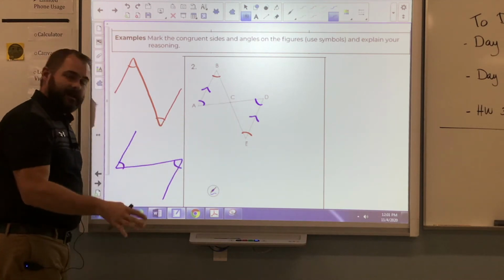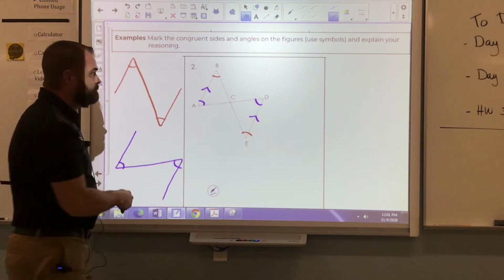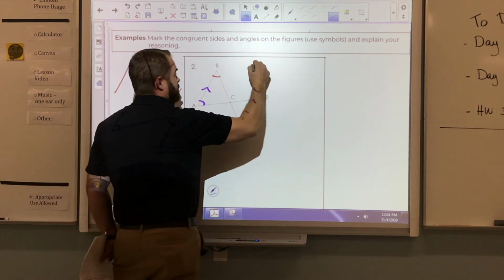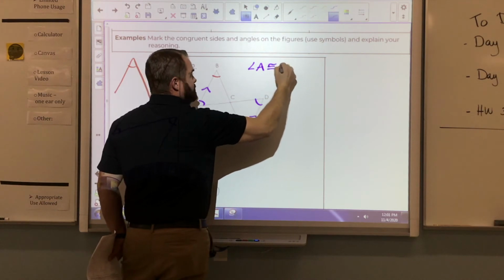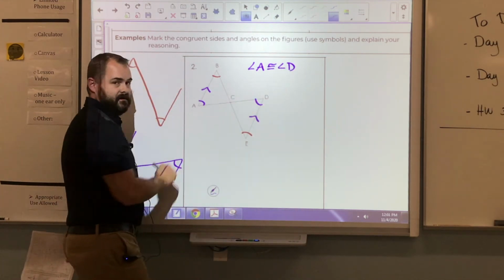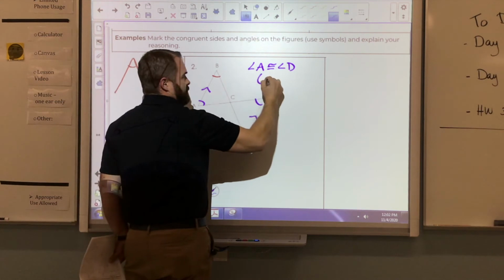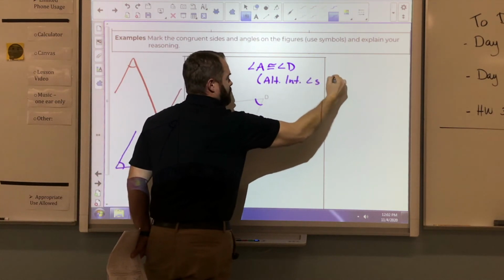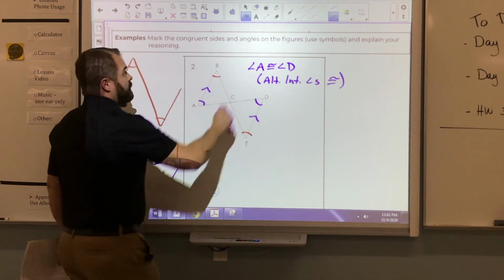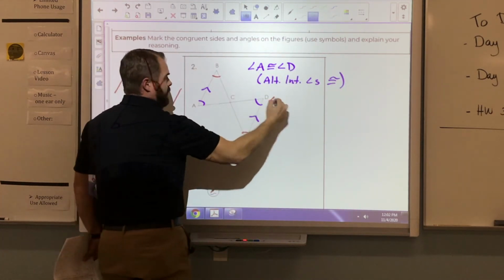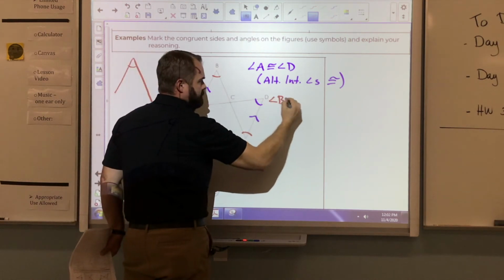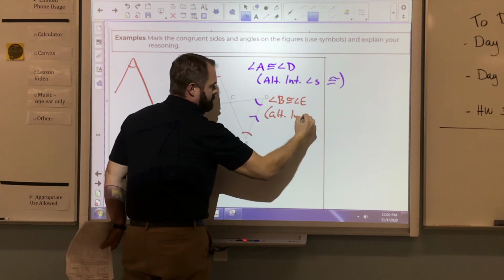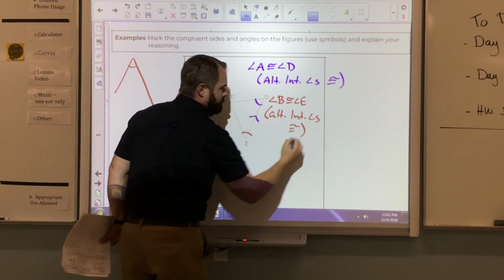I'm not going to have you write that down this time because we just did that in the previous example. But these angles are congruent by alternate interior angles. So we can say angle A is congruent to angle D because those are the only two angles with those vertices. Again, the reason would be alternate interior angles are congruent. We can also say that angle B is congruent to angle E. Same reason. Okay?